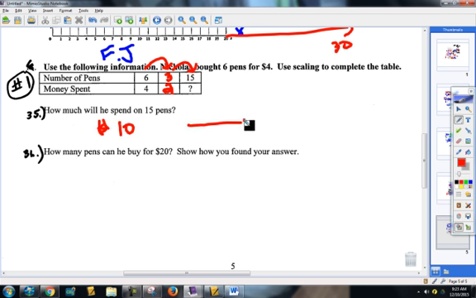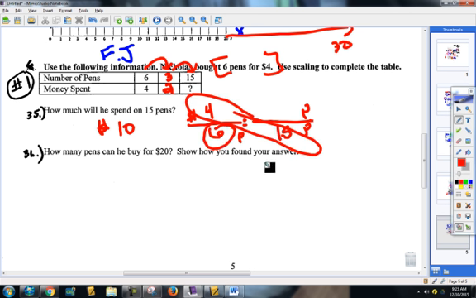Some of you I saw were using a proportion. You should always check with a proportion. We want to know how much money he would spend on 15 pens. So my fake ratio is that he spends $4 on 6 pens. Here's 15. Can you just cross multiply and divide? You got it. Same thing. $10. Okay. Now, how many pens can he buy for $20?